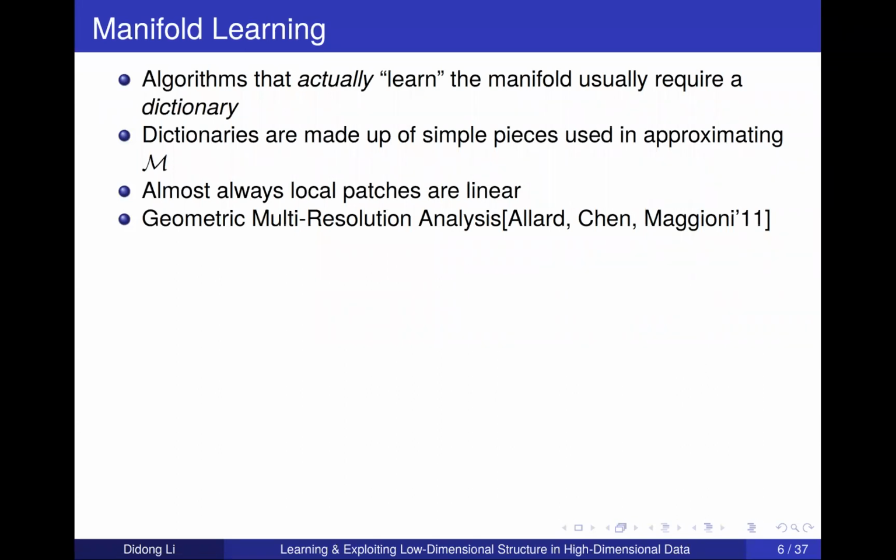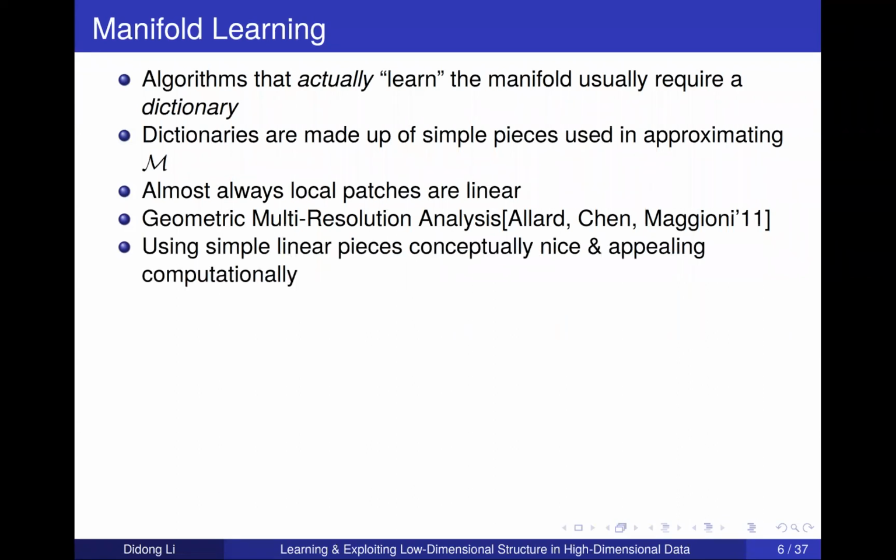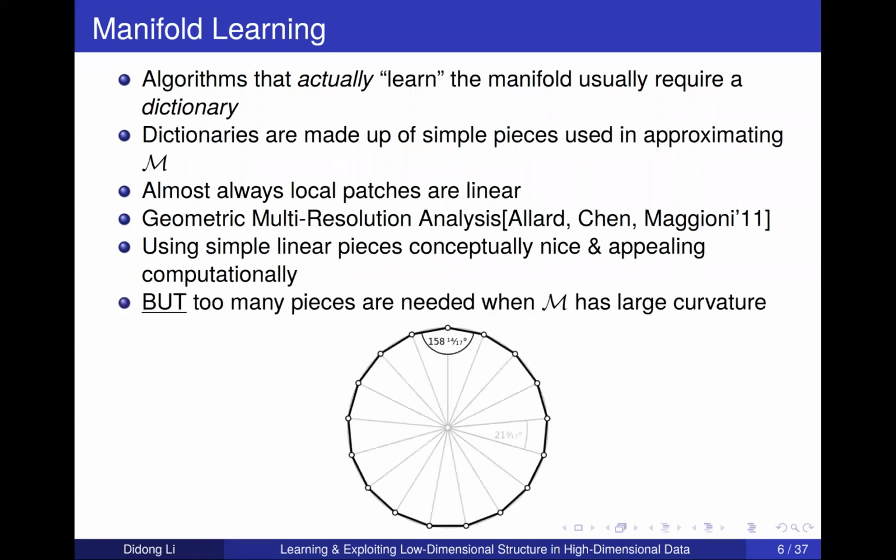And they have a fancy partitioning algorithm depending on the geometric wavelets. And so this simple locally linear method is conceptually easy, and computationally it's also efficient. But the only problem is that if the manifold has very large curvature, we need too many pieces or local bases to approximate the manifold.